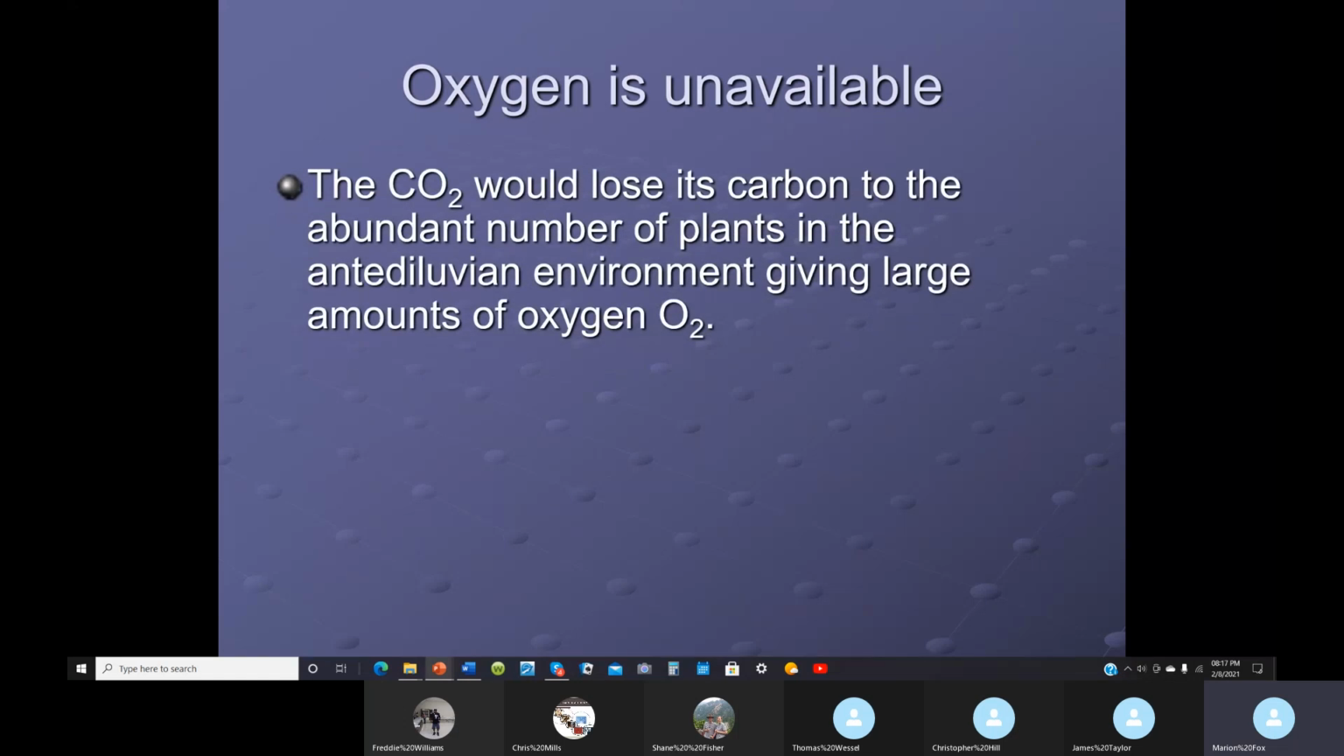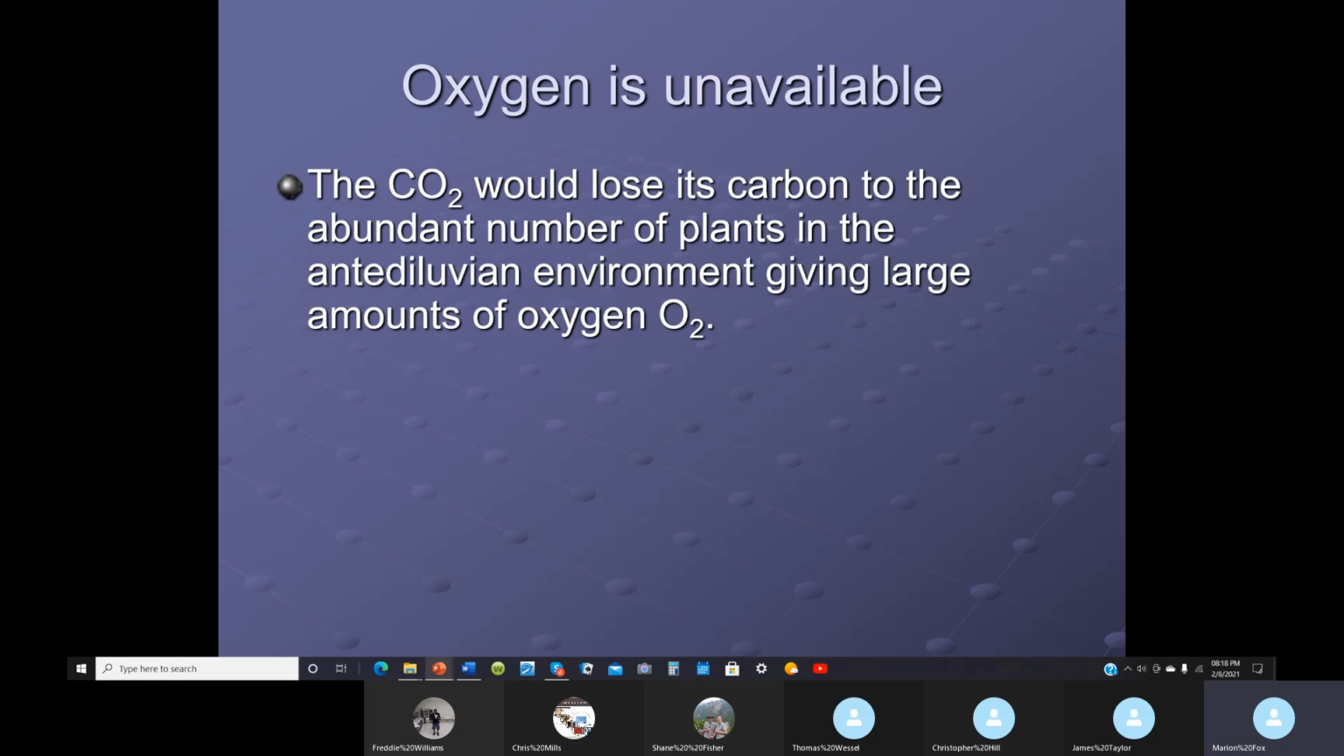The oxygen, therefore, is just not available to put up in the atmosphere. We can't get back to 35, 37, or 38% oxygen in the atmosphere because it's in the rocks and in the soil. It's just not available. Carbon dioxide would lose its carbon to the abundant plants in the antediluvian environment, giving large amounts of oxygen, O2. So before the flood, the plants were cycling carbon out of the atmosphere from carbon dioxide and putting out O2, the oxygen that we breathe, that we need.